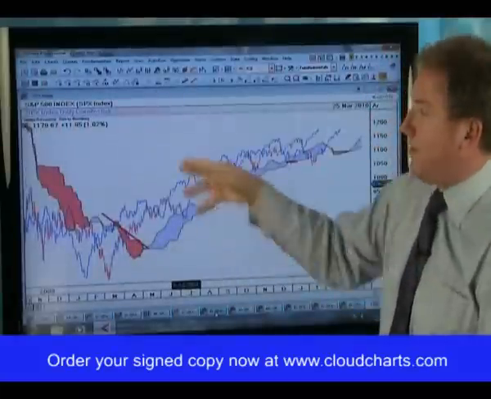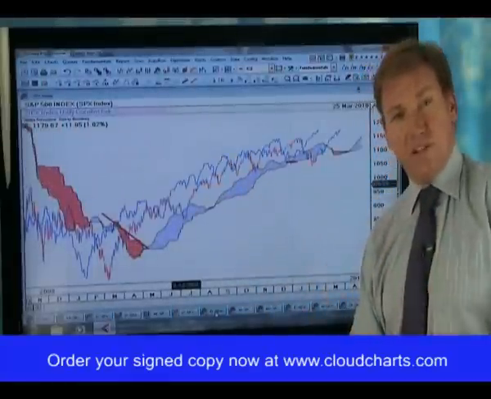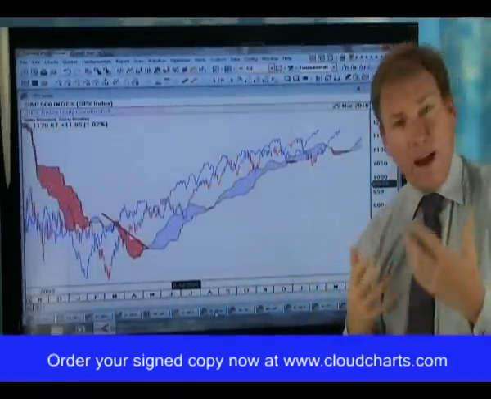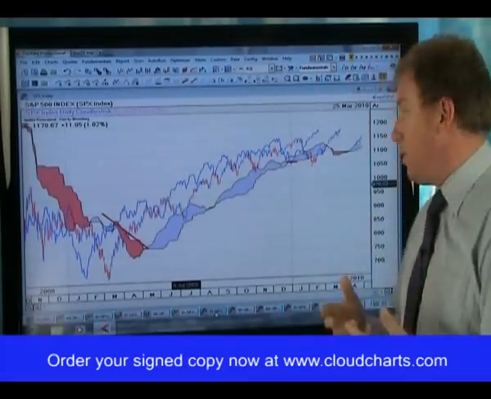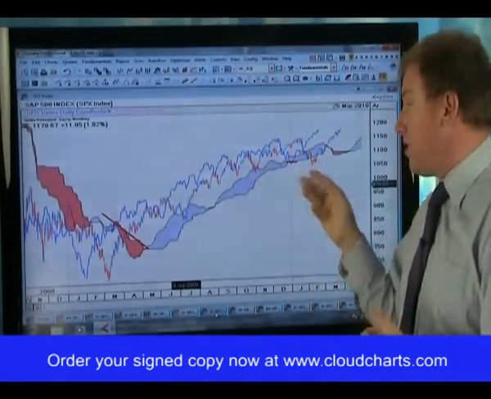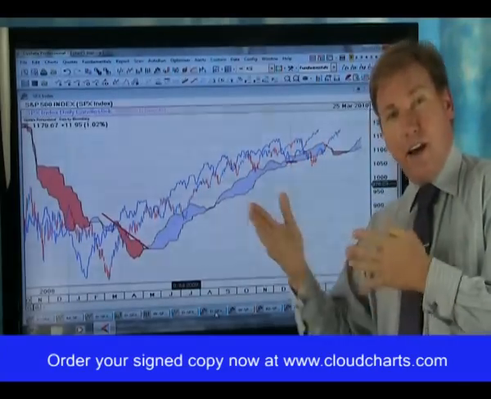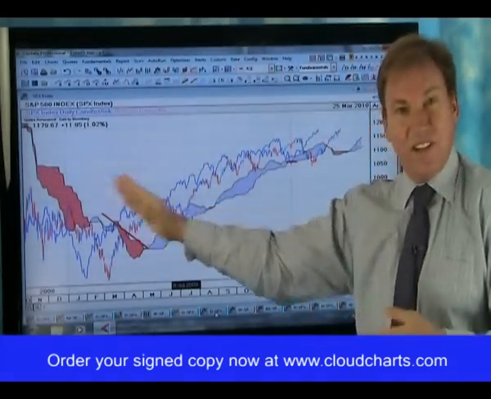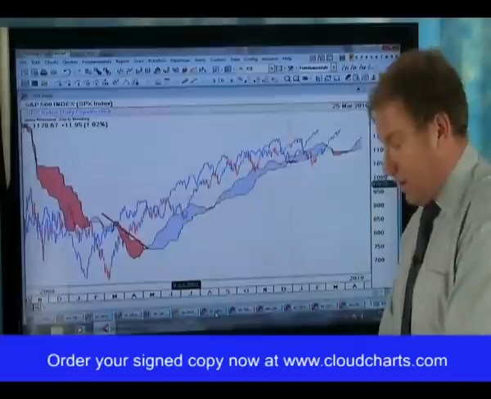And of course the cloud, there's a chapter on construction, but many of you by now know how they're constructed, but it's how you deal with things like intraday breaches, short-term breaches of the cloud. Should you favour the lagging line or the price? When is the signal actually given? We deal with that in a lot of detail.